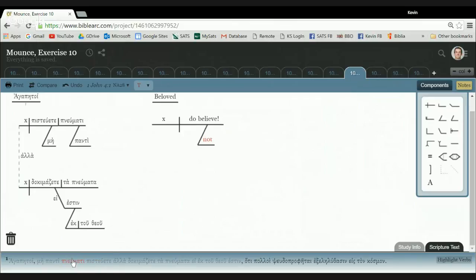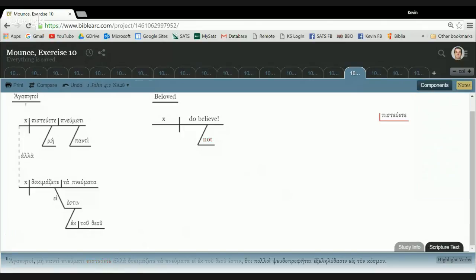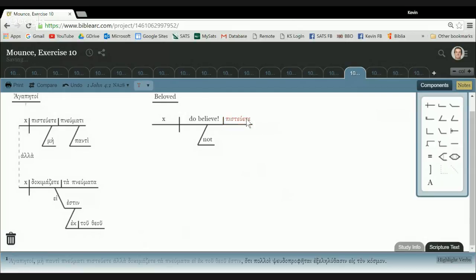An anomaly about the verb pistuo, the standard word for believe, is that it takes its direct object in the dative case. By default, Greek verbs take their direct object in the accusative case, but some take direct objects in other cases, and pistuete is one of them. It takes a direct object in the dative case.